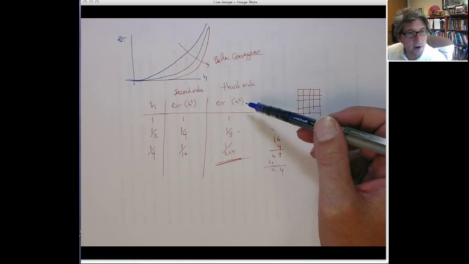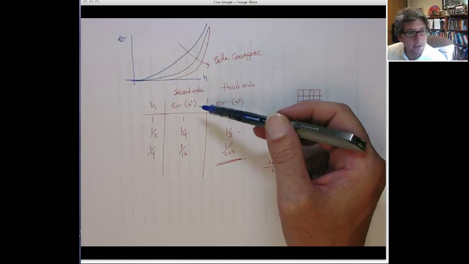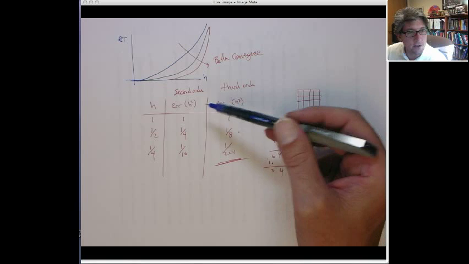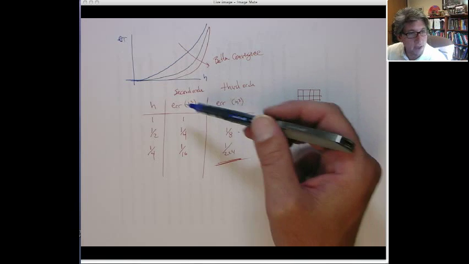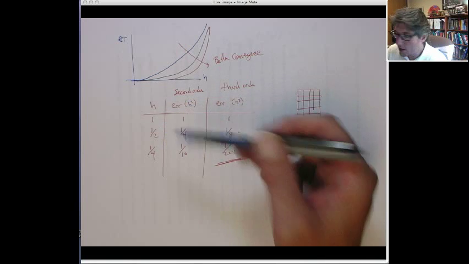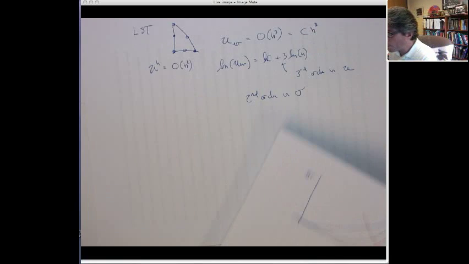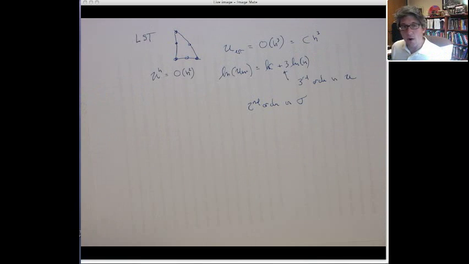So the linear strain triangle in displacement is here, and it's here with regards to stress. The constant strain triangle is here with respect to displacement, as opposed to here, and it's here with respect to stress. So you can see how you converge much better with the higher order elements.